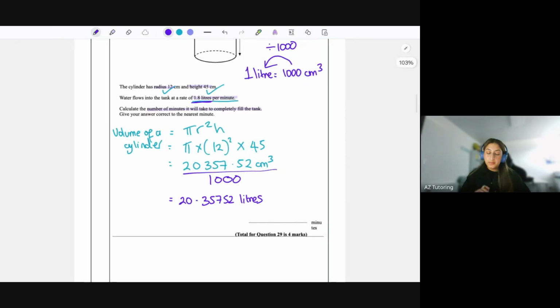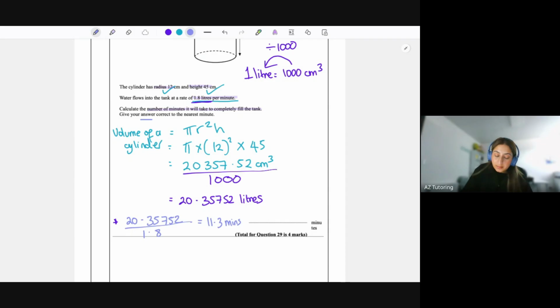Okay, so now the final step would be to calculate the number of minutes it will take to completely fill the tank, and the water flows into the tank at a rate of 1.8 liters per minute. So the final step would be dividing your liters, which was 20.35752, by 1.8, because the water flows into the tank at a rate of 1.8 liters per minute. If you divide it, that will tell us how long it's going to take. That will take 11.3 minutes.